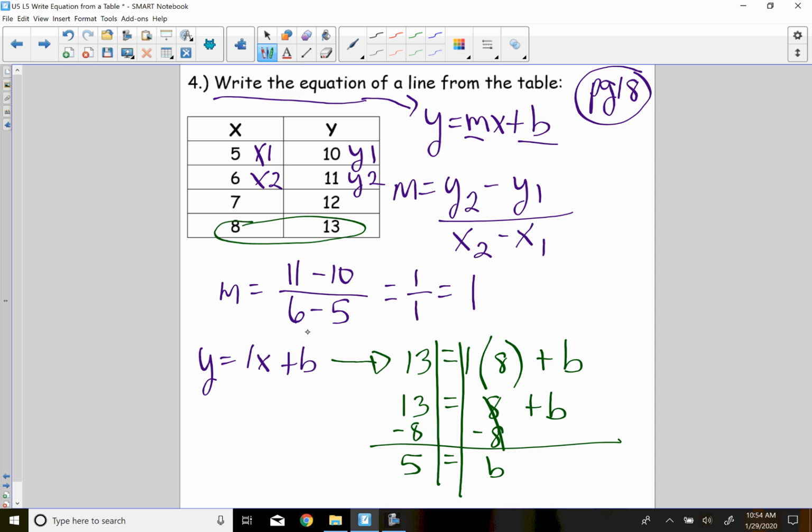So now if I go back, I can finish this equation. y equals 1x plus 5. That would be the one unique equation that holds all 4 of these points here. I would start at 5 on the y-intercept and go up 1, right 1, up 1, right 1, up 1, right 1, up 1, right 1, and we started at 5.